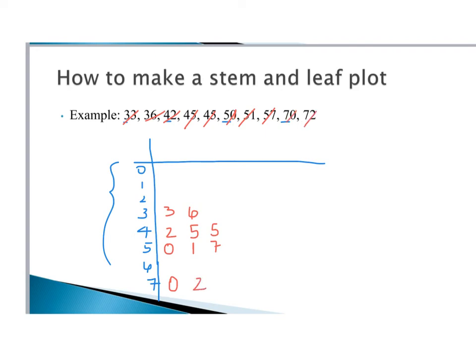So this right here is another way, and if you wanted to put your key, you could do something like this, where you just pick a number, like maybe you want to do 3 and then 6 equals 36. So essentially what that does is it tells you that the number on the left is the tens, the number on the right is the ones. And this is how you create a stem and leaf plot.